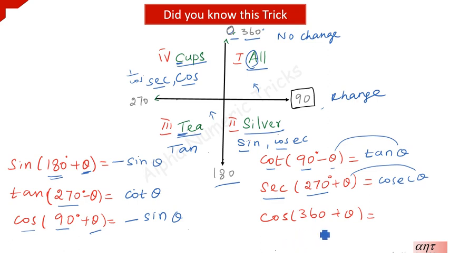And what about this one? Cos of 360 plus theta, you have to find out. Comment your answer. Thank you.